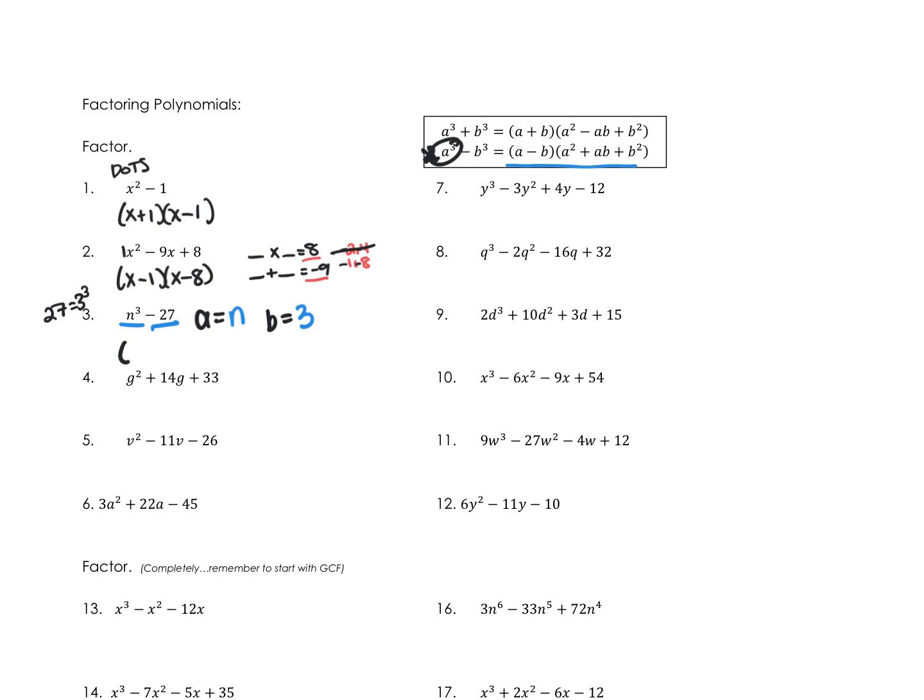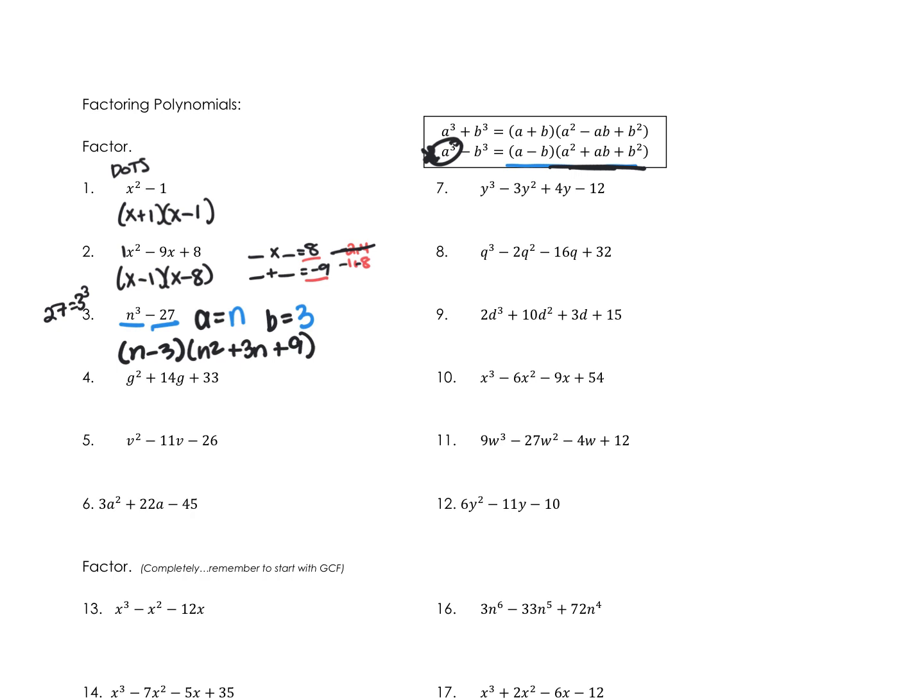So it'll be a minus b, so n minus 3, times a squared, n squared, plus a times b, so 3n, plus b squared, which is 9.